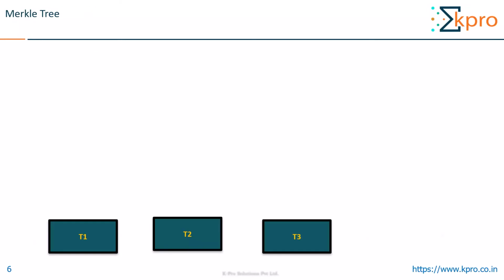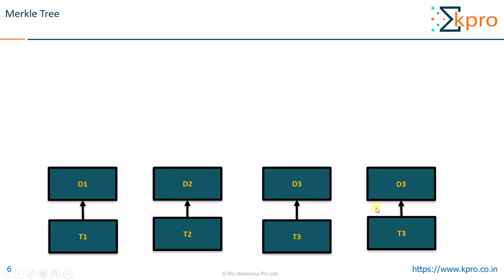Now let us consider a block in which there are 3 transactions, that is T1, T2, T3. Another point in Merkle tree is that if there is an odd number of transactions, one transaction is doubled and its hash is concatenated with itself. Since here we have just 3 transactions, which is an odd number, this last transaction will be doubled and the corresponding hashes would be found out of all the individual transactions.